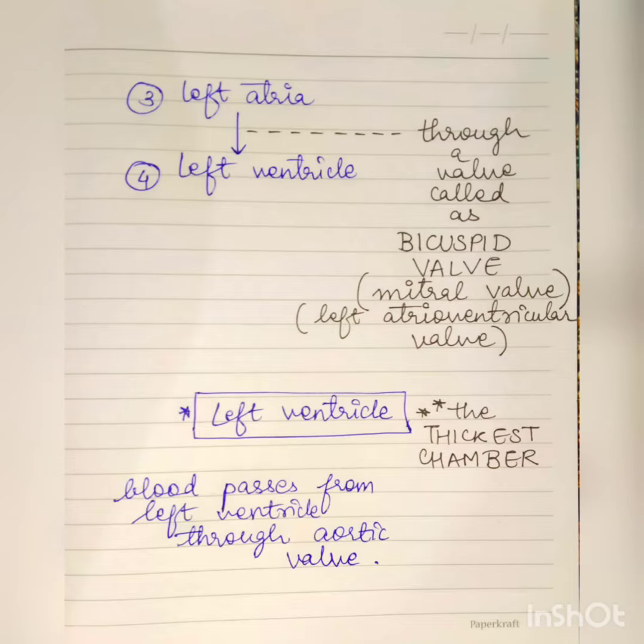The last chamber, the left ventricle, obviously it's the thickest chamber, and the blood passes from the left ventricle through the aortic valve. So that was all about the layers of the heart, the chambers of the heart, that are the right and the left atria, and the right and the left ventricles.